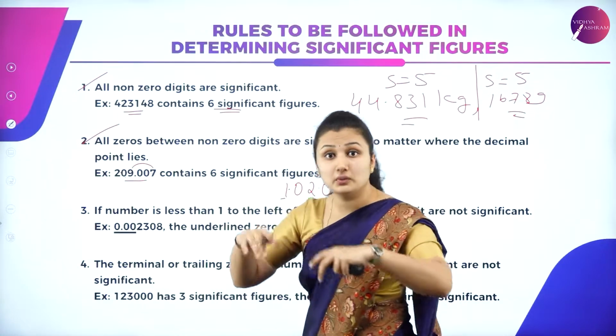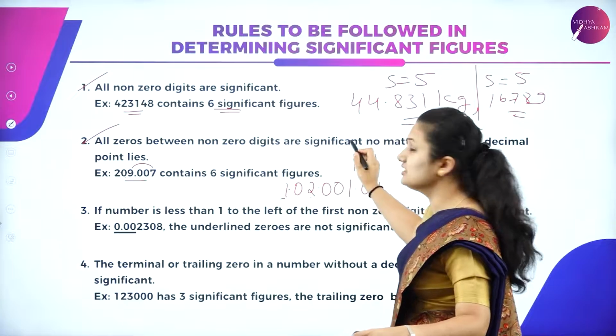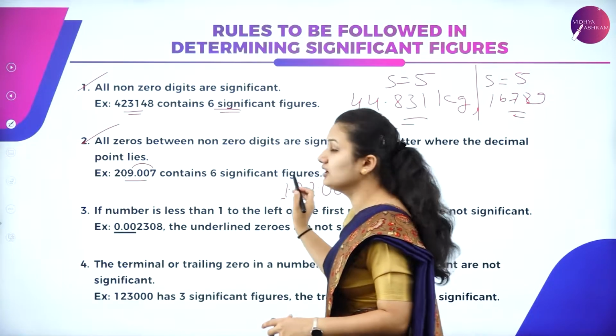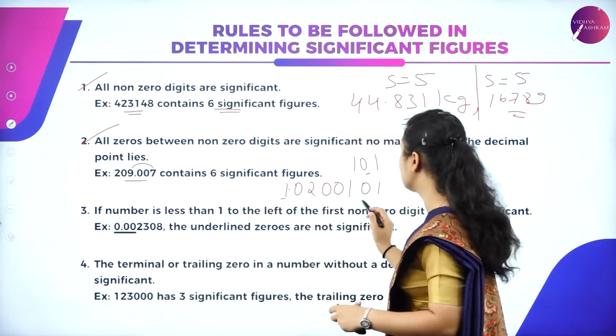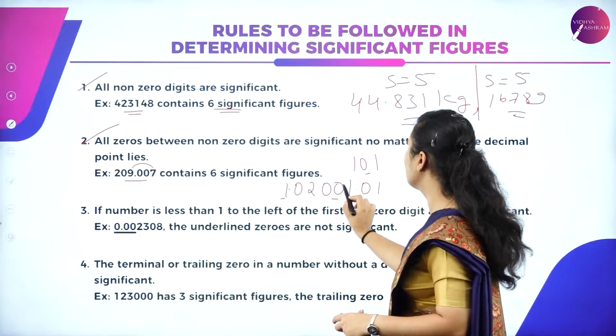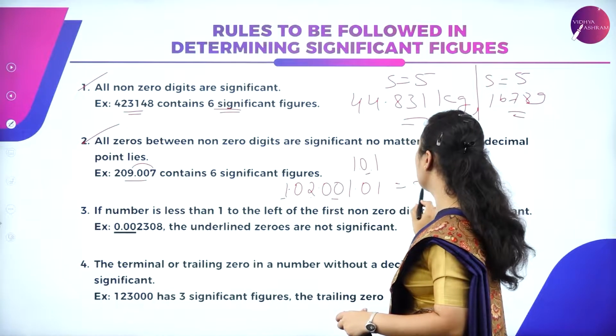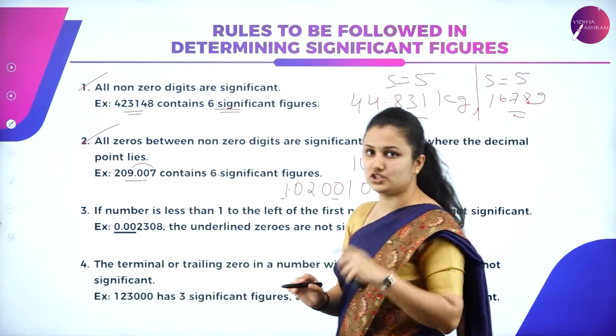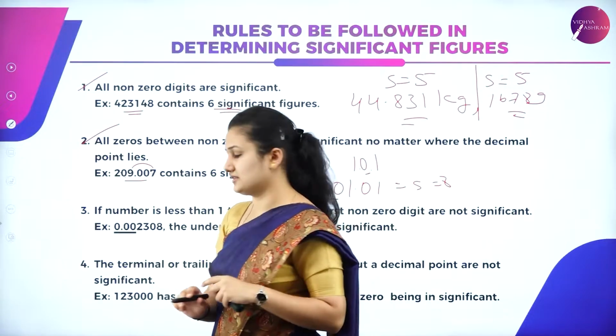If 0 is between two non-zero digits, then it is significant, no matter where the decimal point is. So it has 1, 2, 3, 4, 5, 6, 7, 8. It has 8 significant digits or significant figures.